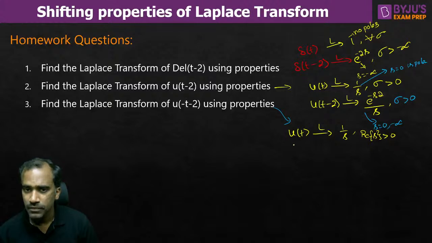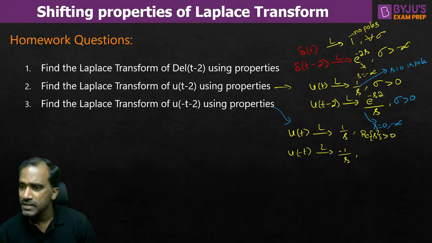Now from that, you find u of minus t. U of minus t means the time reversal property. Time reversal property means when t is replaced with minus t, s is replaced with minus s. If s is replaced with minus s, it becomes 1 by minus s, or minus 1 by s. The ROC, real part of minus s greater than 0, becomes real part of s less than 0, because the sign changes when you move the minus to the other side.